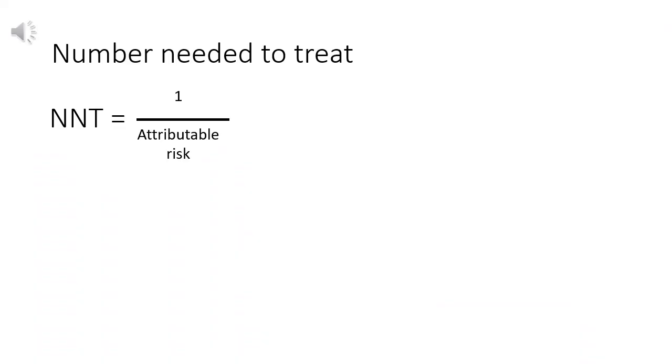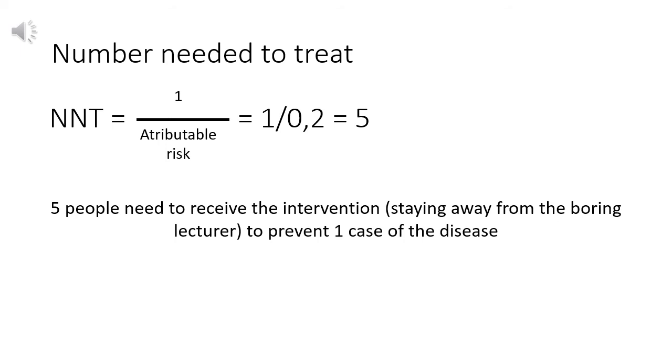Another measure strongly associated with attributable risk is number needed to treat. Number needed to treat is calculated as 1 divided by attributable risk. So in our case, the number needed to treat would be 1 divided by 0.2. It equals 5. How do we interpret this? The interpretation is that 5 people need to receive the intervention, that means staying away from the boring lecture, to prevent one case of the disease.